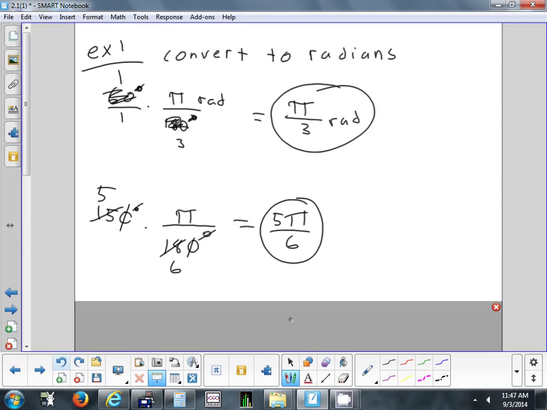Any question on that? Yeah? That's like dividing top and bottom by 10. So it's like I divided 150 by 10 and got 15. Divided 180 by 10 and got 18. If you wanted, you could just reduce by 30 to start. 30 goes into 150 5 times. 30 goes into 180 6 times. It'd be the same thing.